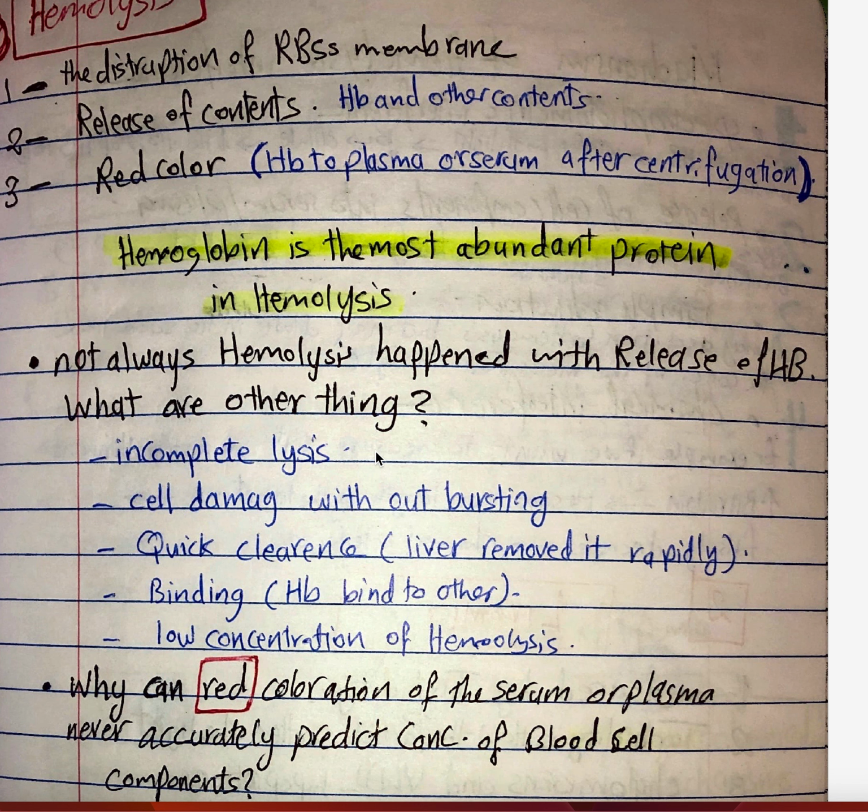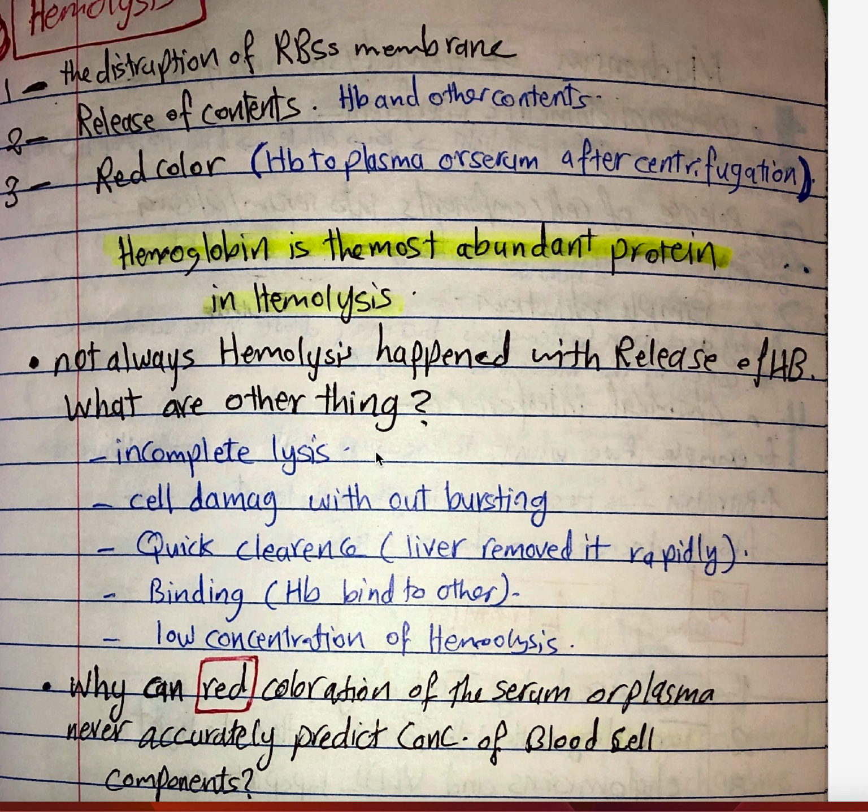Or a quick clearance: the contents go outside, but then the liver removes them so rapidly. Or the hemoglobin goes out but binds with other things, so we cannot recognize the hemoglobin, which gives it the red color. Or hemolysis happened already, but there is a low concentration of hemoglobin. Maybe the questions will be in another model. That means sometimes hemolysis happens but there is no increase of hemoglobin, though we said that hemoglobin is the most abundant protein in hemolysis, and we just said that this sample contains severe hemolysis. Despite all this, there is no increased level of hemoglobin, and the question is why.